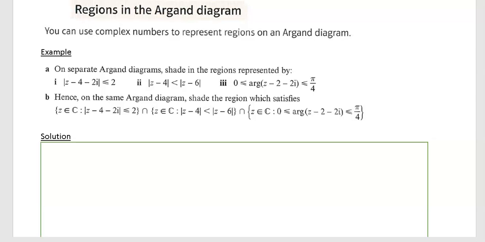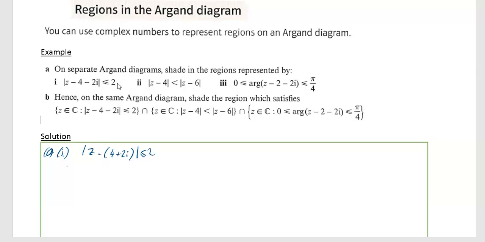In this video, we're going to look at how we can shade regions using complex numbers and loci. In the first example, it says on separate Argand diagrams, shade the region represented by, and the first one is modulus of z minus 4 minus 2i is less than or equal to 2. As I always do, I'm going to rewrite it in the form that I would prefer: modulus of z minus brackets 4 plus 2i is less than or equal to 2.